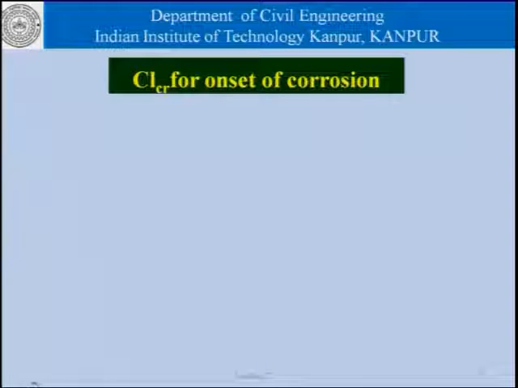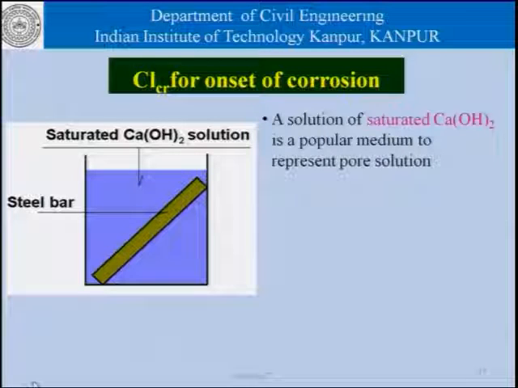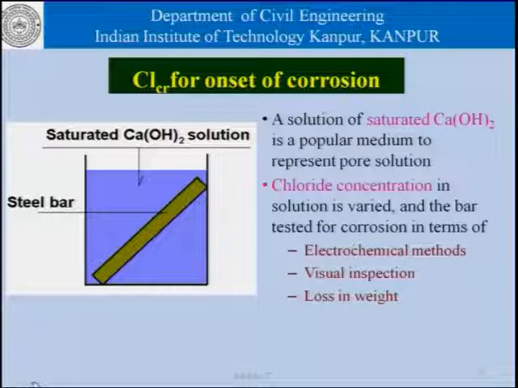Now, how do we determine this value? We determine this value by tests such as immersing a steel bar in a saturated calcium hydroxide solution, which is a popular medium to represent pore solution, and have a varying amount of chlorides in that saturated solution, and test the bar at the end of the test using electrochemical methods, visual inspection or loss in weight and so on.